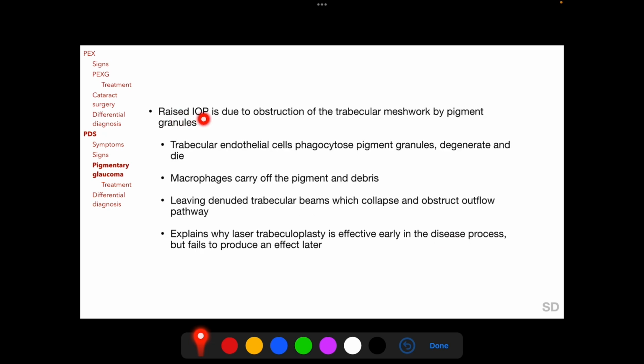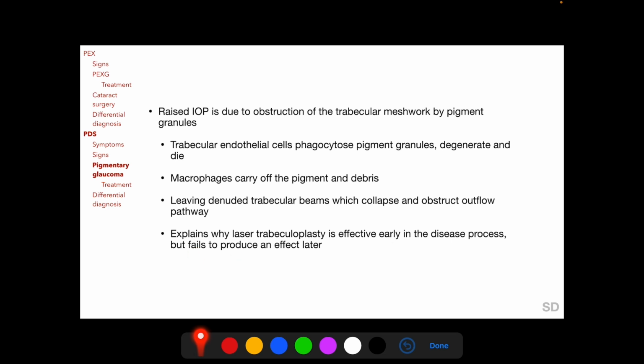Raised intraocular pressure is due to obstruction of the trabecular meshwork by pigment granules, and the trabecular endothelial cells which line the trabecular beams phagocytose these pigment granules, following which they degenerate and die, and macrophages carry off the pigment and the cellular debris, leaving denuded trabecular beams which collapse and obstruct the trabecular outflow pathway. And this explains why laser trabeculoplasty is effective early in the disease process but fails to produce an effect later in the disease.